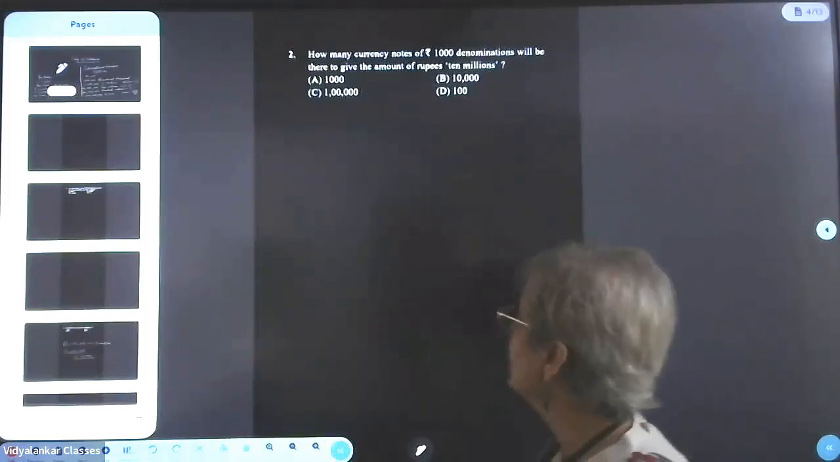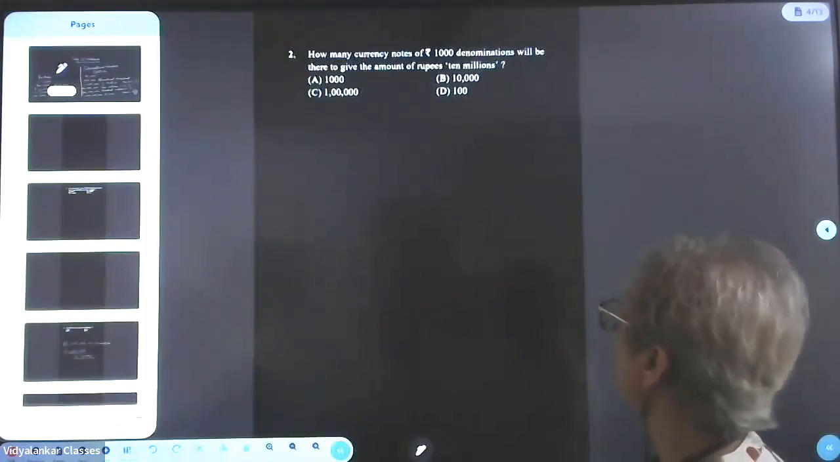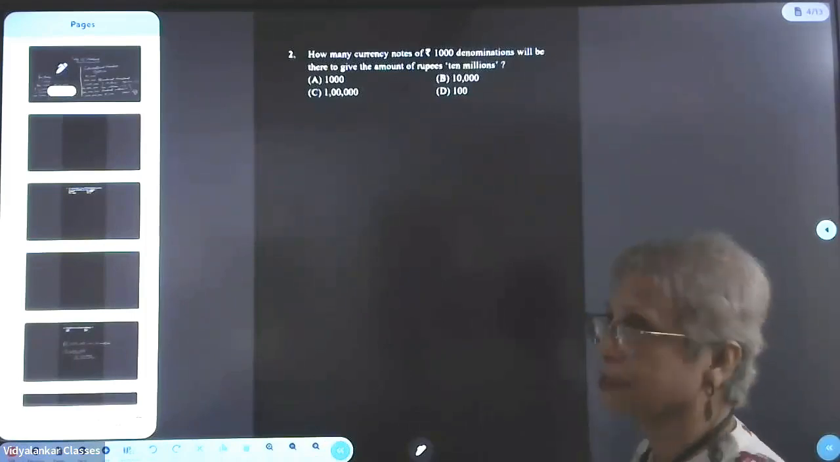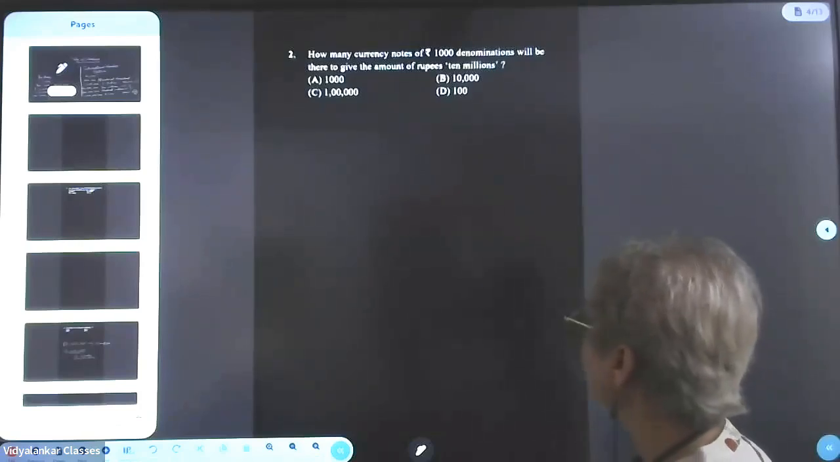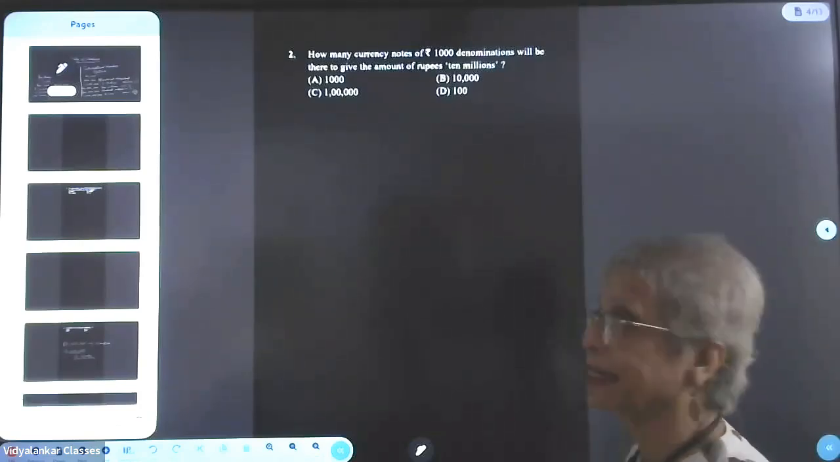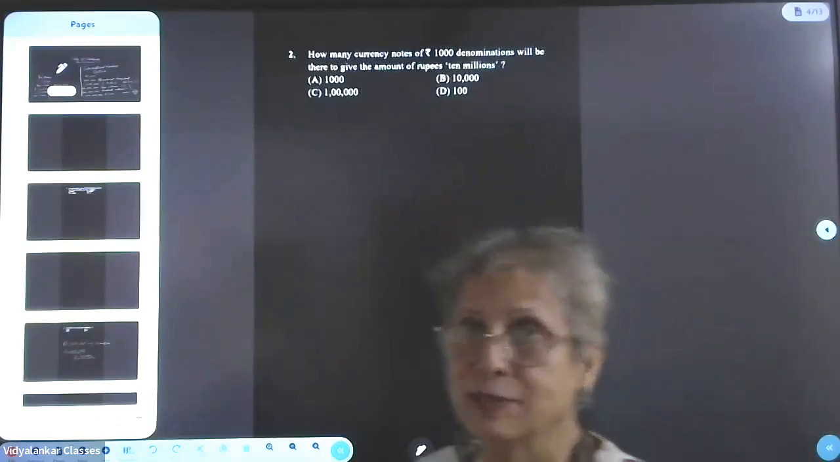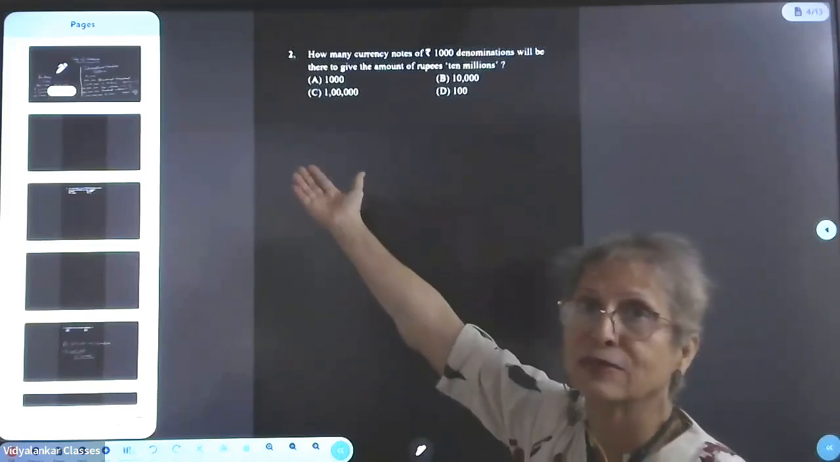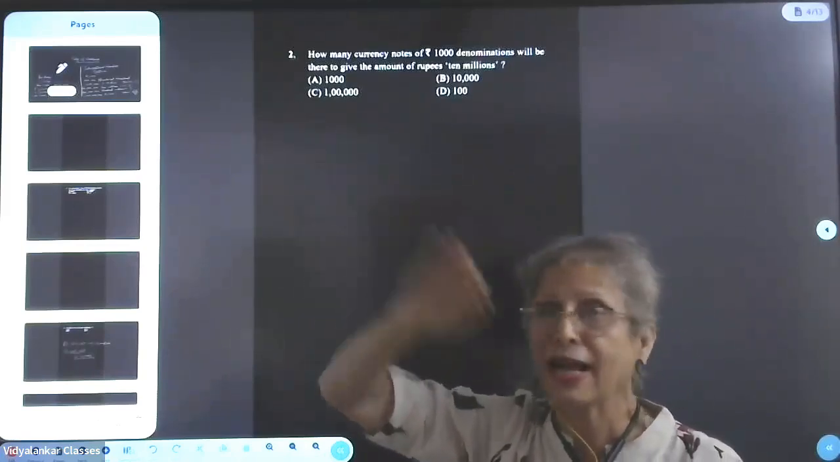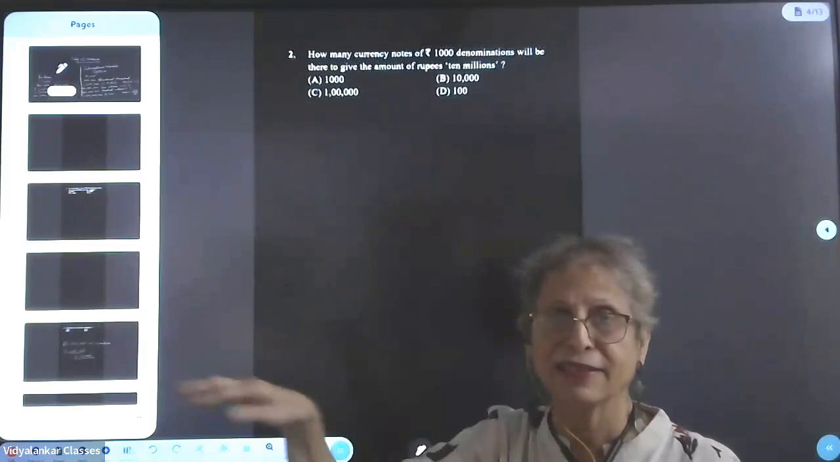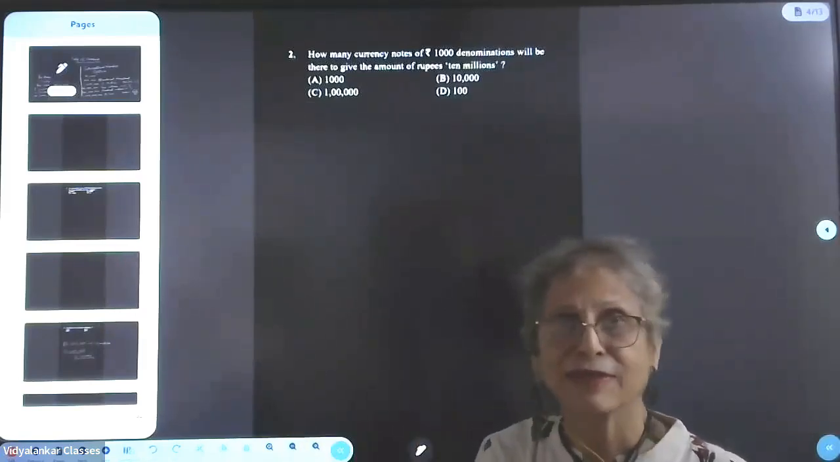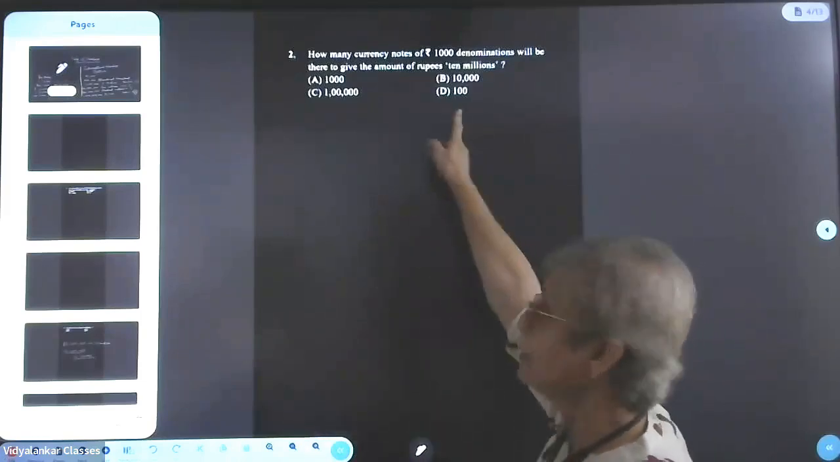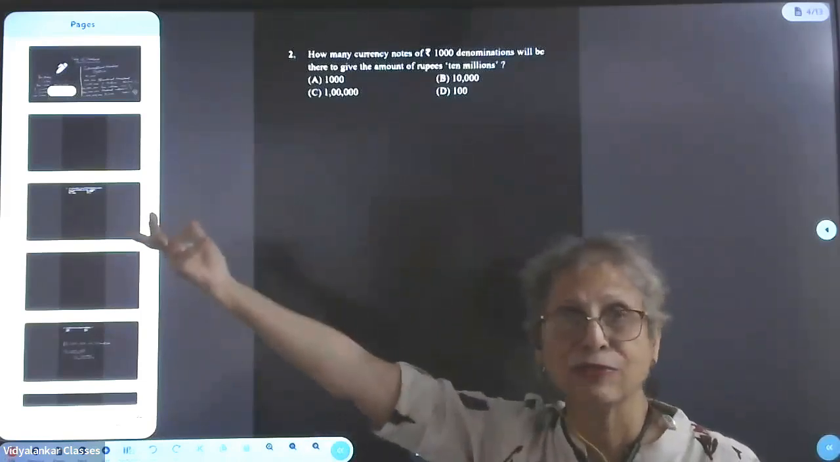Now this is a slightly different question. See the question. How many currency notes of rupees 1000 denomination, meaning one note is of 1000, will be there to give an amount of rupees 10 million? The total amount is 10 million. And we need the number of notes in the form of 1000 denomination. I don't want any other note. 100, 50, I don't want. 500 even I don't want. I want 1000 notes. So how many notes will be there?